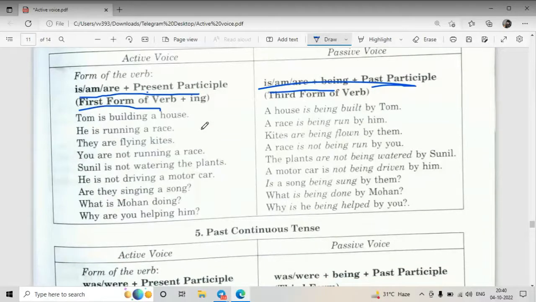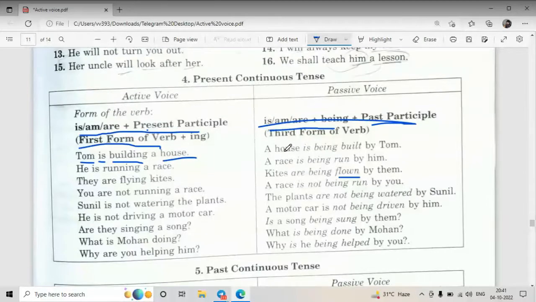The examples are: Tom is building a house. Tom is the subject, house is the object, is is a helping verb, and building is the verb. Its passive voice will be a house is being built by Tom. The next sentence is he is running a race; the same as the first one, a race is being run by him. They are flying kites; kites are being flown by them. Flown is the verb's third form of fly. You are not running a race; a race is not being run by you. So these are all the forms of the present continuous tense.